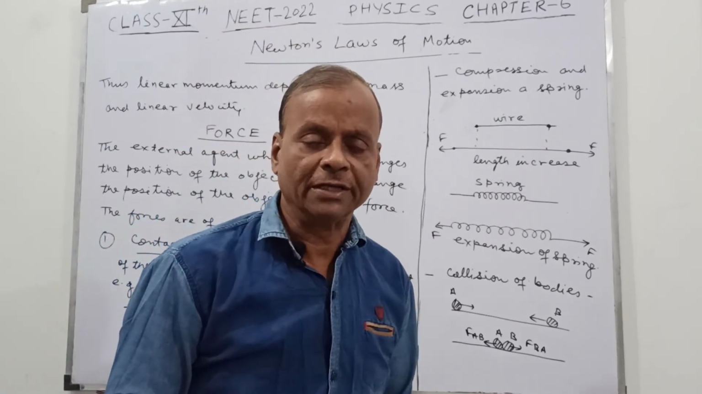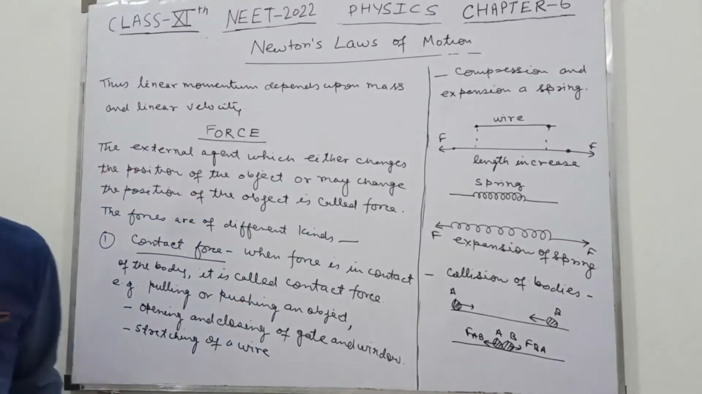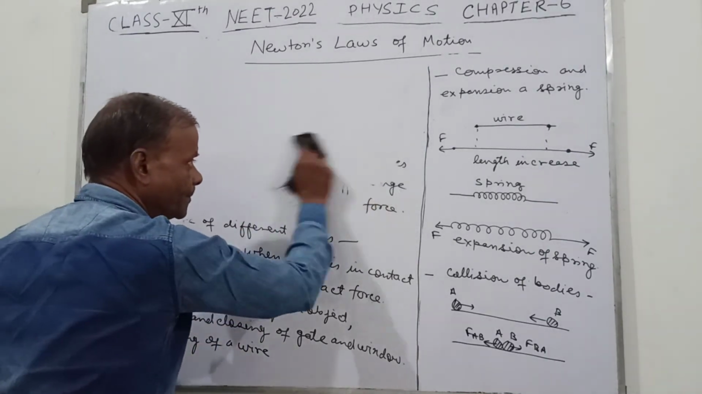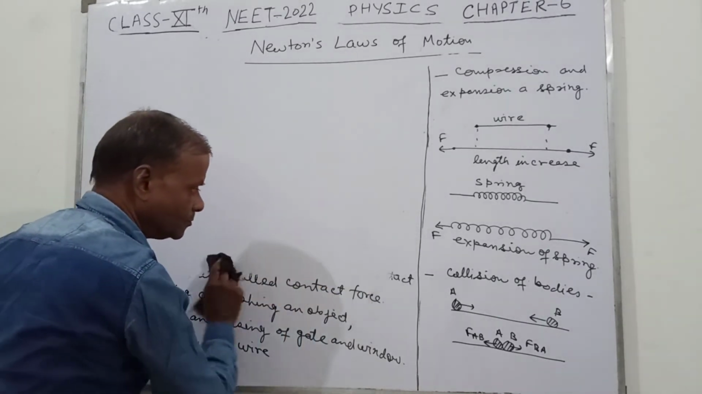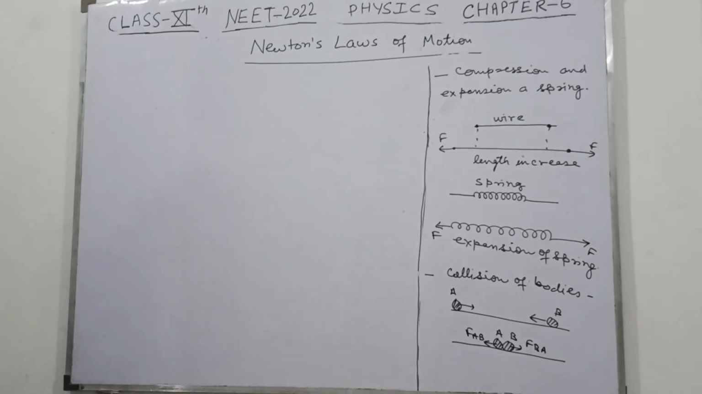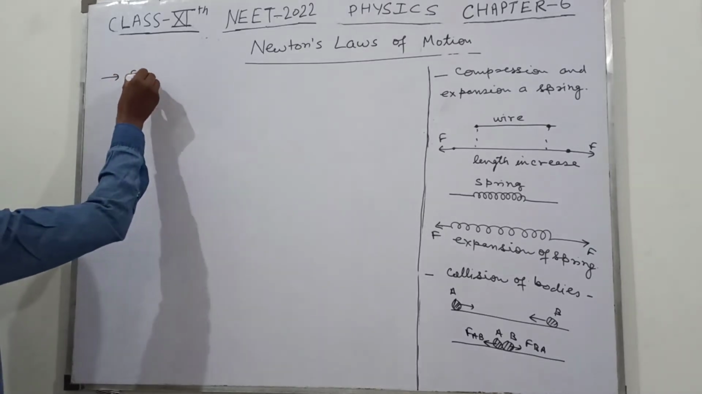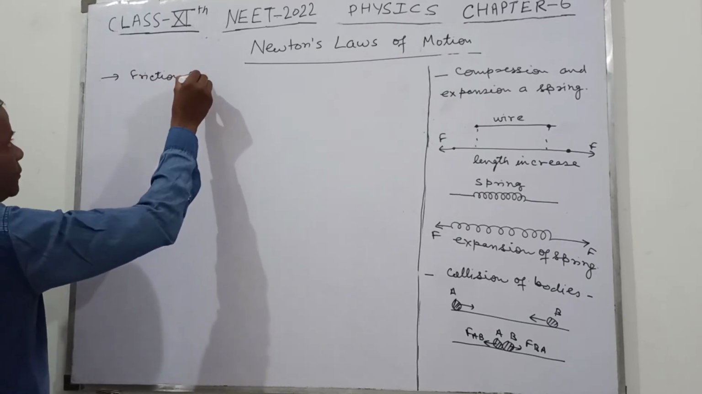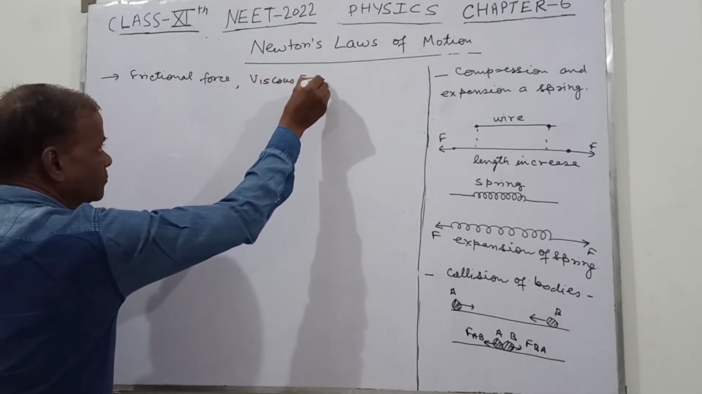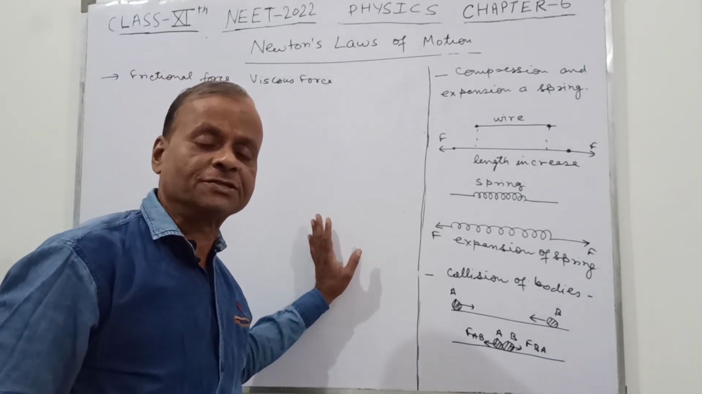Now similarly, your frictional force, viscous force, they are also the example of this contact force. Frictional force. That the viscous force. These are the examples of the force in contact. But forces also act at some distance when the objects are not in contact.